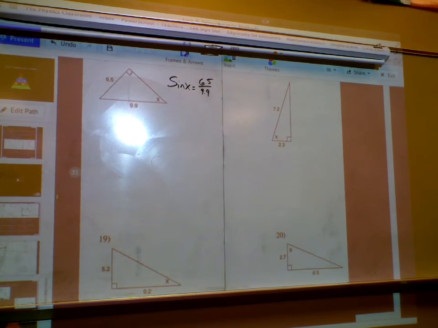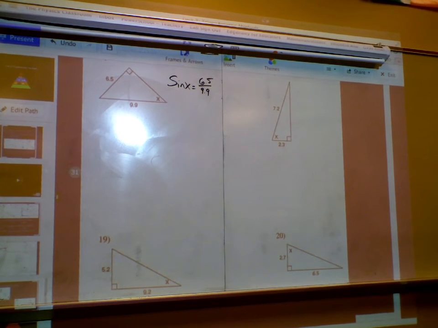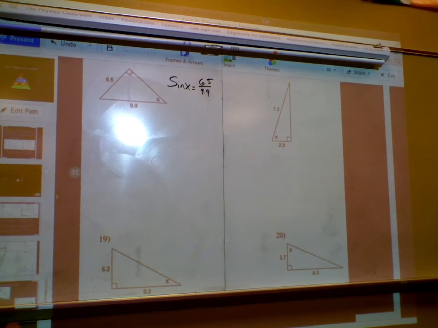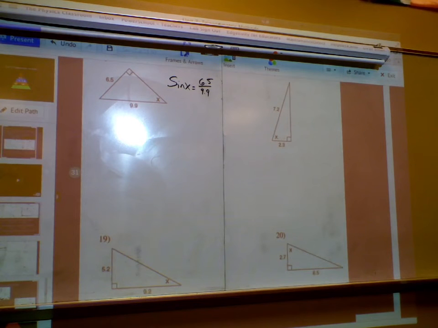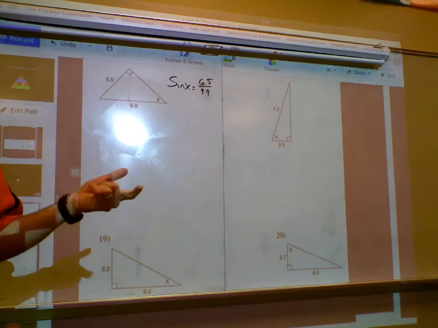How do we get the x by itself? How do we get rid of the sine? We do second sine, the -1. Good. Second sine, right? Sine -1, also known as the inverse sine.